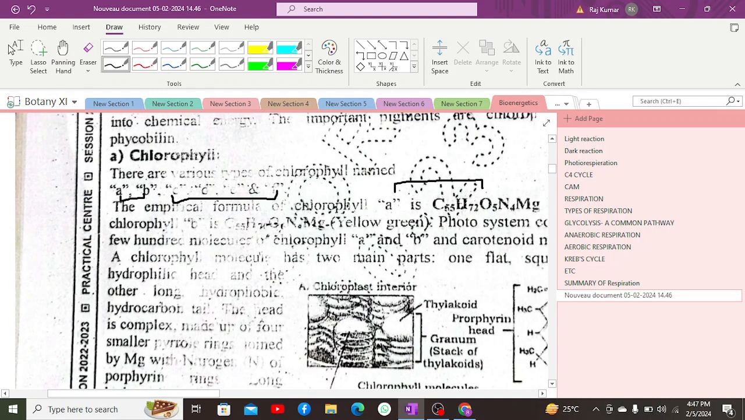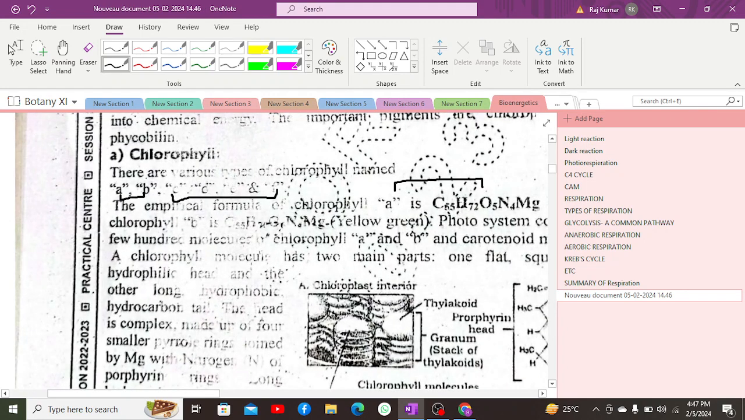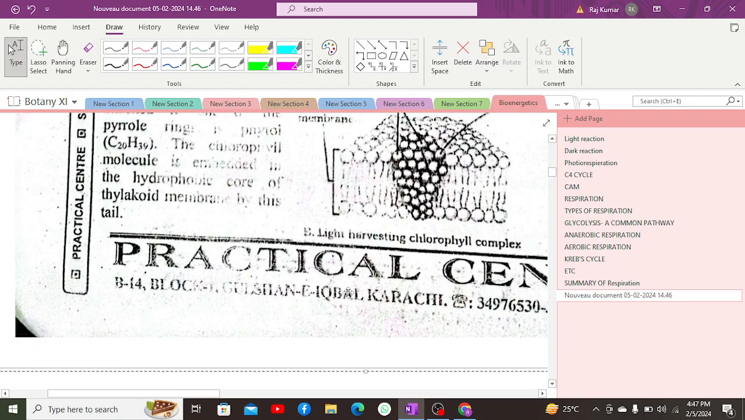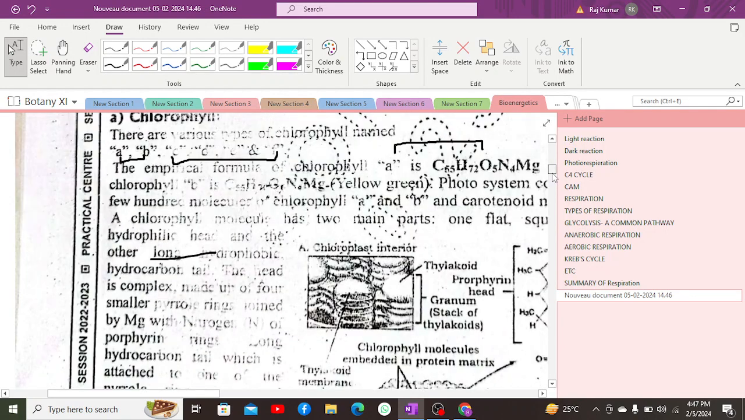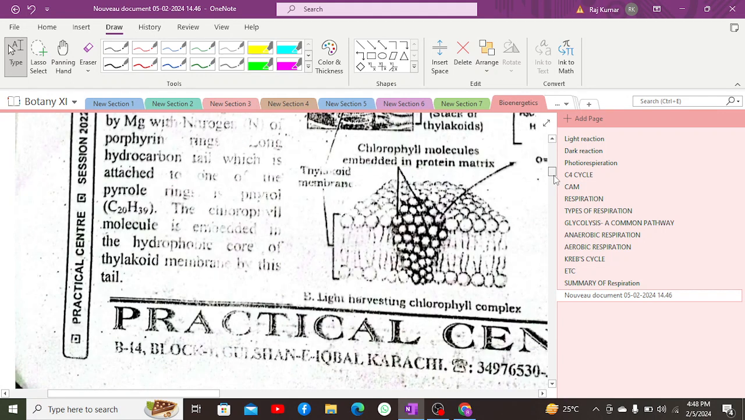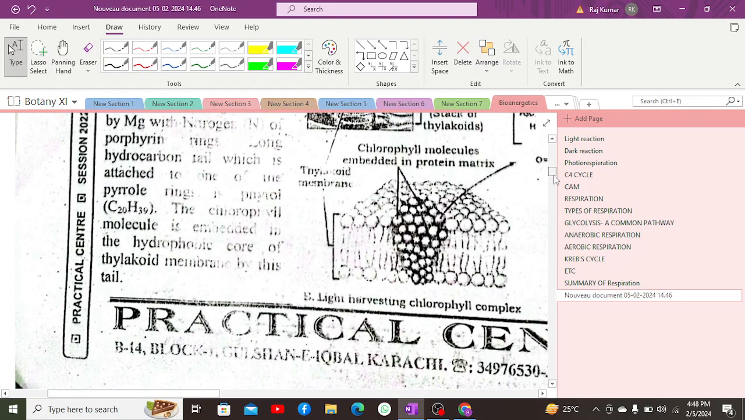A chlorophyll molecule has two main parts: one flat, square, light-absorbing hydrophilic head, and the other a long hydrophobic hydrocarbon tail. The head is complex, made up of four small pyrrole rings joined by magnesium in the center with nitrogen, forming a porphyrin ring. The structure is such that there are four carbon atoms and one nitrogen atom, which attach to the central magnesium atom and form a porphyrin ring.